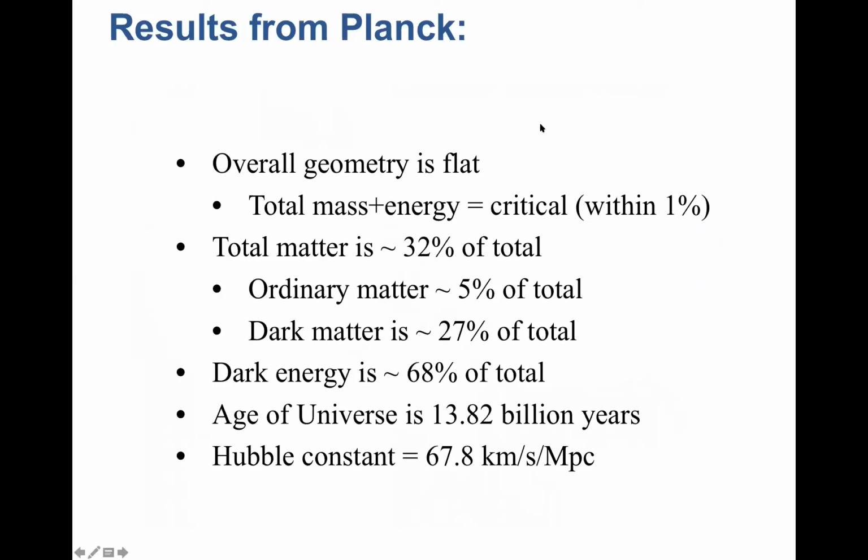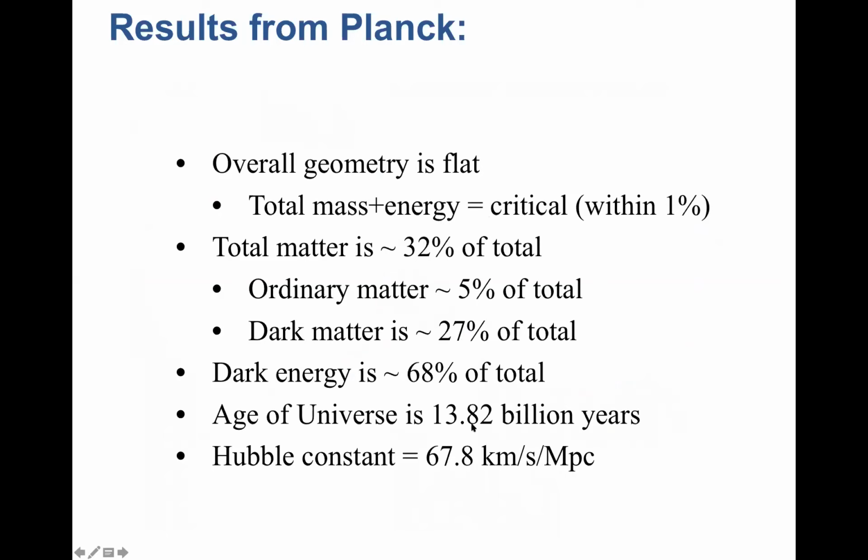The overall geometry is flat. The total mass plus energy, that omega total, is 1 within 1%, 1.01 or something like that. Total matter is about 32% of the total, with 5% of that coming from ordinary matter and 27% coming from dark matter. Dark energy is the rest, the 68%.